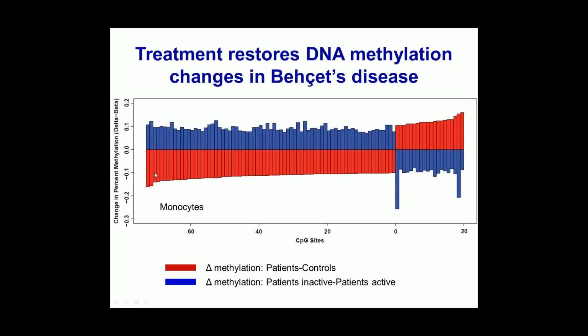So those that were lower in patients compared to controls become high in patients when they're in remission compared to patients who are in active disease, and vice versa. What this tells us is that we have some sort of dynamic change in some of these genes that we can perhaps target for therapy.